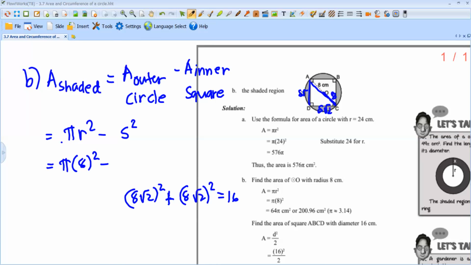So 8, 8. So that would be 16 square root of 2, 16 square root of 2. And that is how many? So 2 times 16 times 16 times 2, that's 512 plus 512, square root of the answer. So 32.